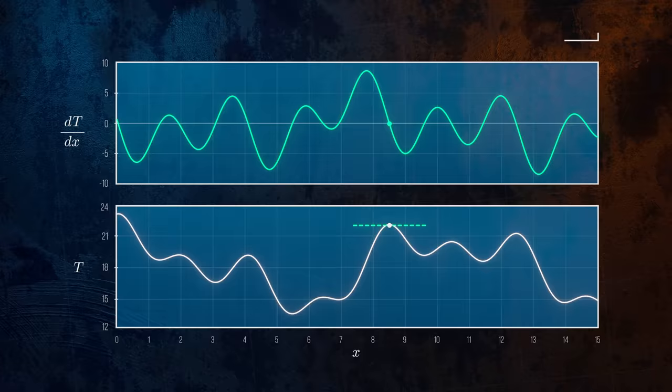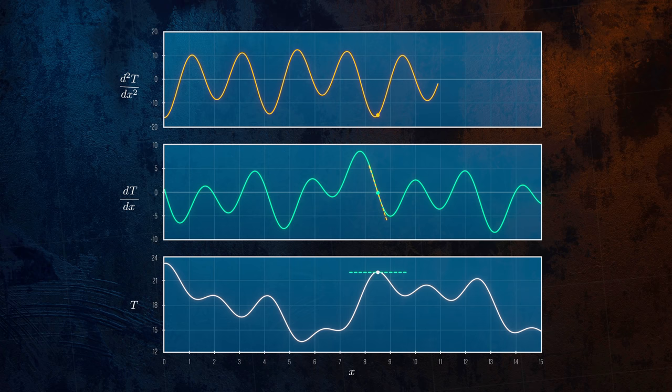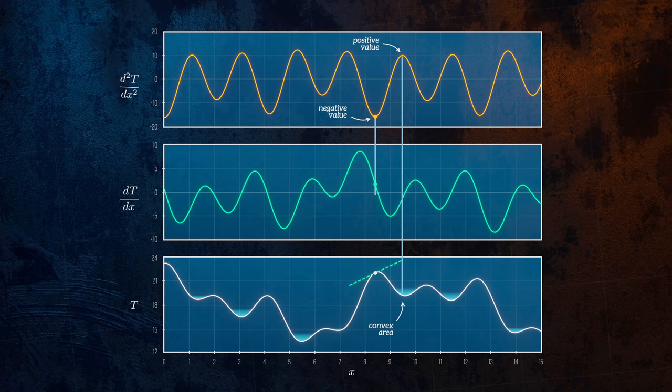The second derivative gives us the slope of a line tangent to the first derivative curve. This means that positive values of the second derivative correspond to convex areas of the temperature curve, and negative values correspond to concave areas. The heat equation is saying that heat will flow away from the concave areas of higher temperature, where the second derivative is a negative value, and towards the convex areas of lower temperature, where it's a positive value.